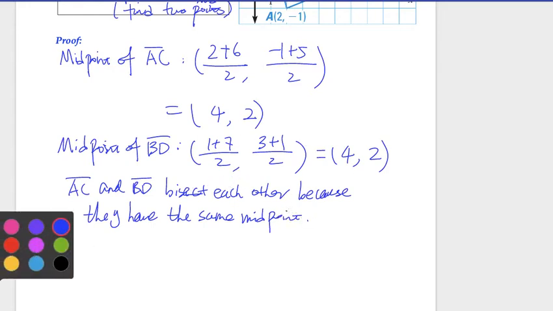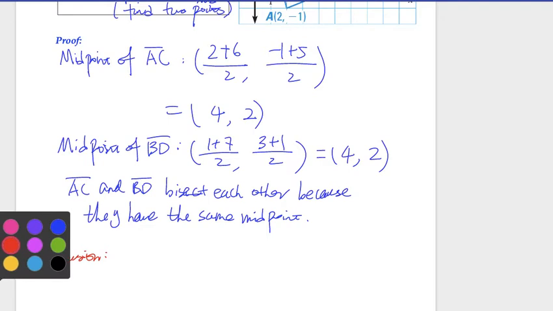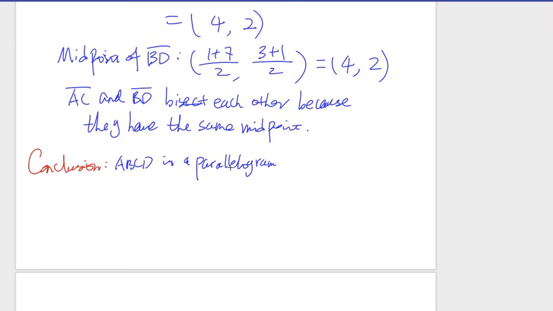Finally, we are going to write down the conclusion, right? The conclusion is, so we do know ABCD is a parallelogram. Sorry for my handwriting. Because what? Because AC and BD in this graph are actually diagonals. So because diagonals bisect each other. Okay, sorry for my handwriting, but the idea is clear.